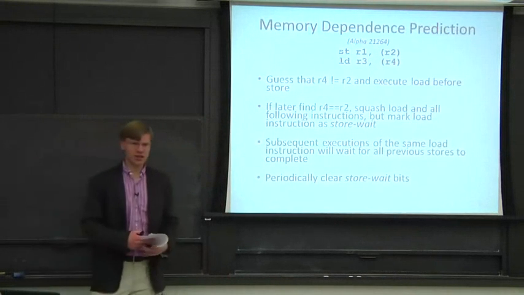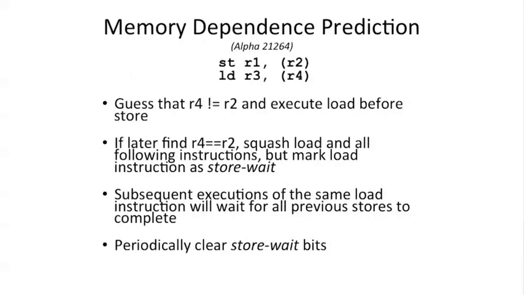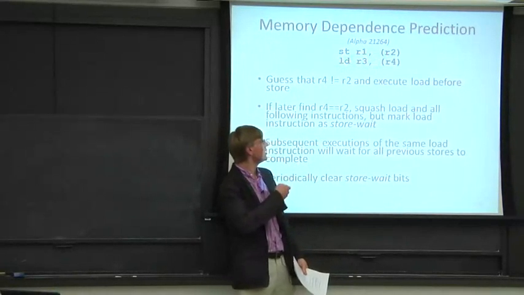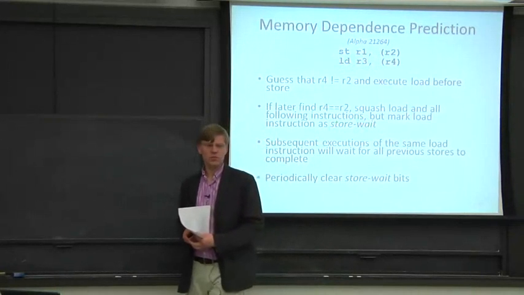So one heuristic on this, done in the Alpha 21264, is called memory dependence prediction. What you do is you're still going to guess that the loads and the stores do not alias. But then later, if you find that the two registers do equal each other, you're going to squash all the instructions, but then you're going to do something special to that load. You're basically going to say, that's a wait for the store.